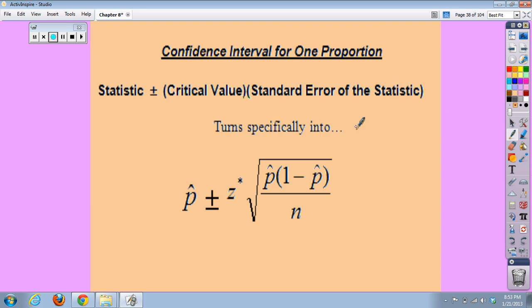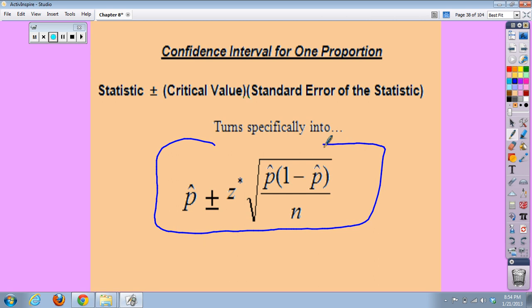So our statistic plus or minus critical value times standard error of the statistic really looks like this. Here is our statistic, here's our p-hat. The critical value is nothing more than a z-score: how many standard deviations away we are from the mean. And we'll talk about some specific values. And then the standard error, well, that's really the standard deviation of our sample proportion problems. And again, notice the p-hats here because we really don't know what p is, so we can substitute p-hat in for p. It's still a p, just add a hat to it.